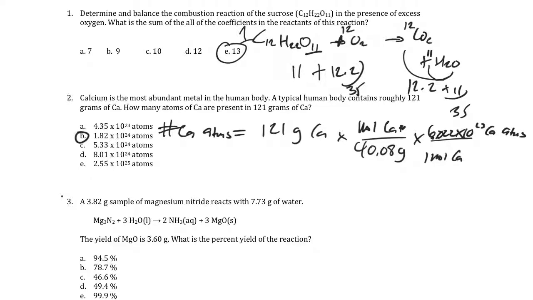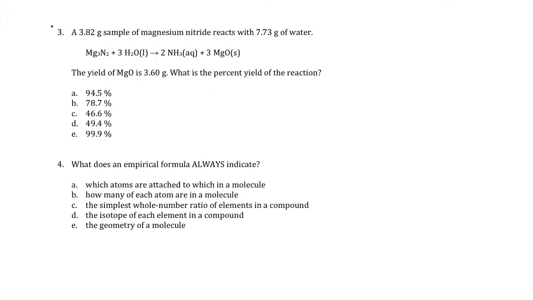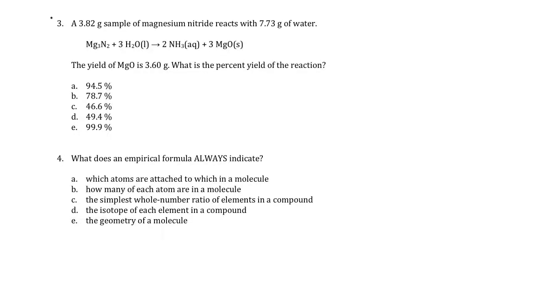Answer B. A 3.82 gram sample of magnesium nitride reacts with 7.73 grams of water. The yield of MgO is 7.73 grams. What is the percent yield? Okay, now a lot of times in these problems you think there's some sort of a trick. Maybe you think I take these two masses, add them together, and take this mass.